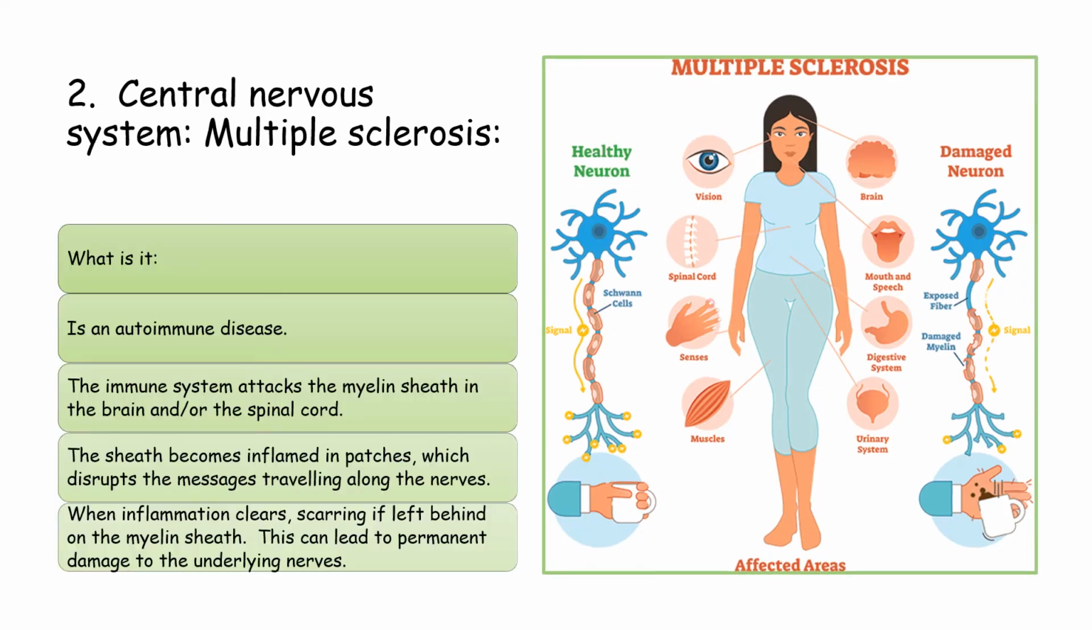MS. It's an autoimmune disease, which means the body is actually attacking itself, and it attacks the myelin sheath in the brain and or the spinal cord, and it becomes inflamed in patches, disrupts the messages traveling along the nerves. When inflammation clears, scarring is left behind on the myelin sheath. This can lead to permanent damage to the underlying nerves.